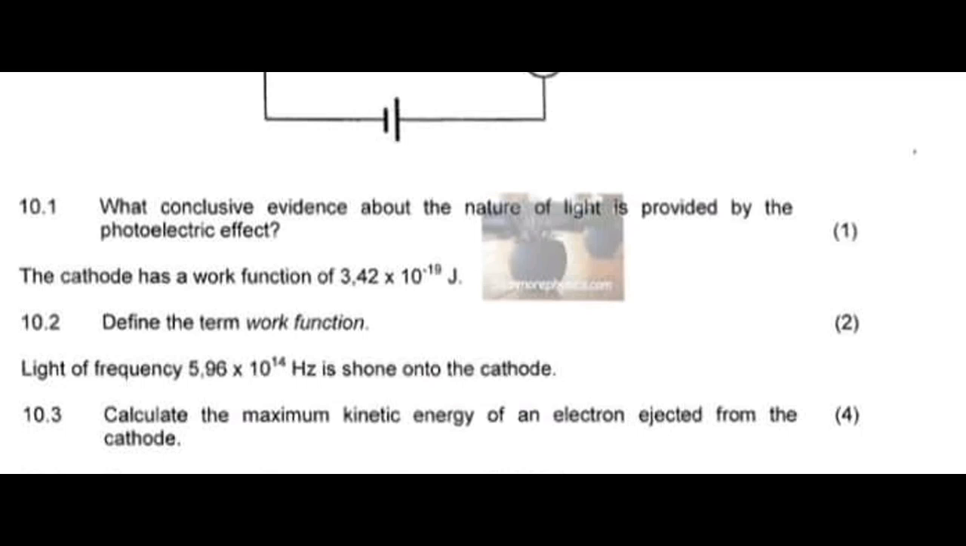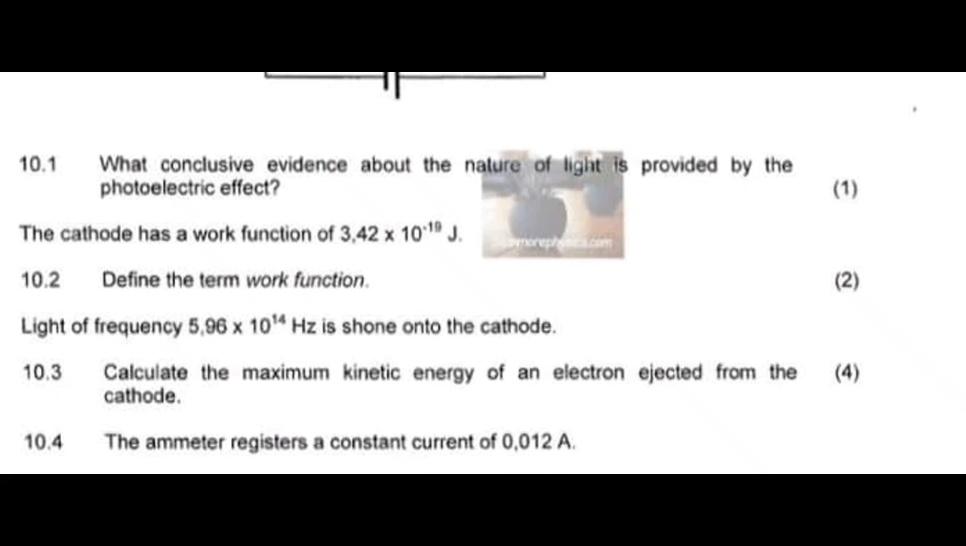Work function is the minimum amount of energy that is needed to emit electrons from the surface of a metal. Now they gave you the frequency of the light that is shown, right? Notice here they gave you the work function, but they didn't give you the energy. They instead gave you the frequency of the light that is shown.